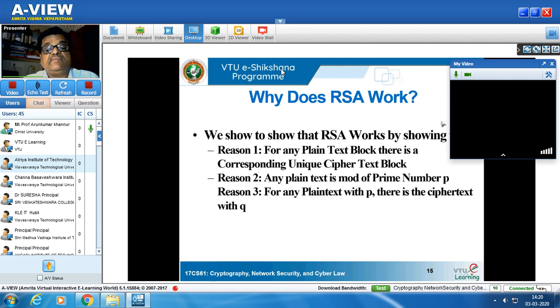Reason 2 is that any plain text is mod of prime number p. P is one prime number which we have used, and the mod of this prime number p actually gives rise to the plain text. Reason 3 is that for any plain text with p there is the ciphertext with q. Q is another prime. So plain text with one prime number and ciphertext with another prime number, we are interested in mapping.